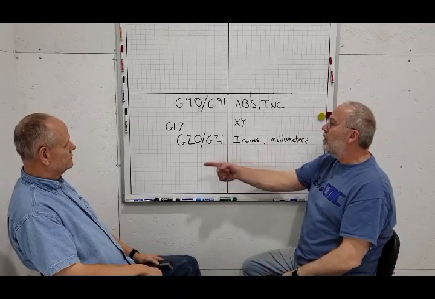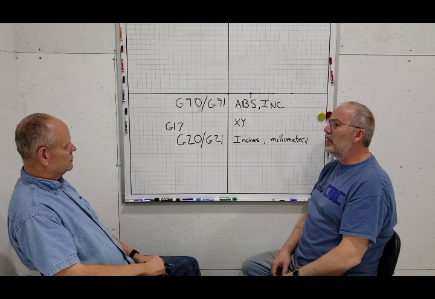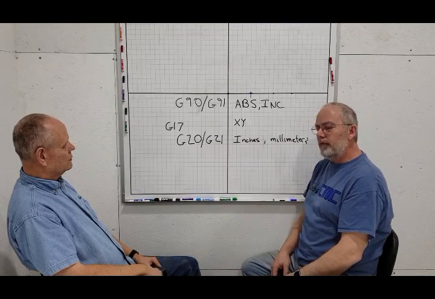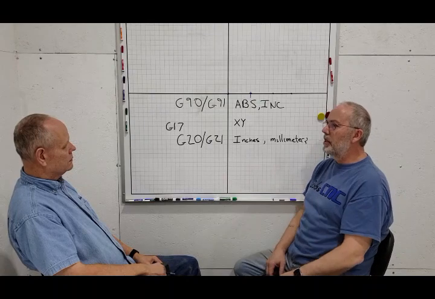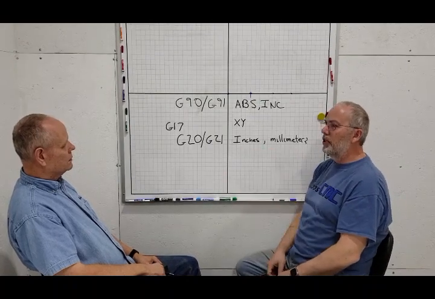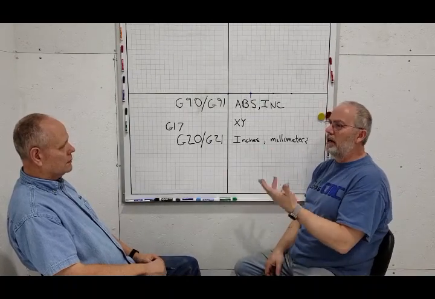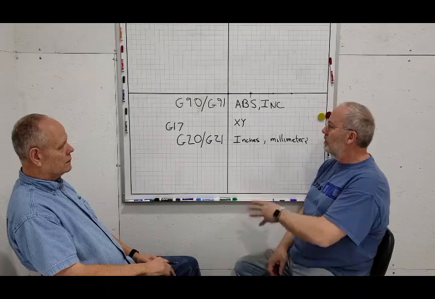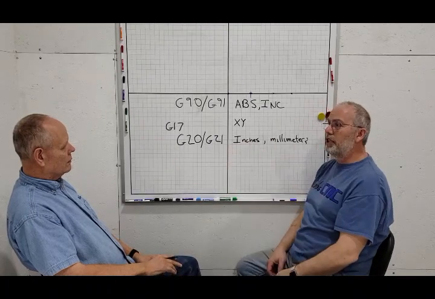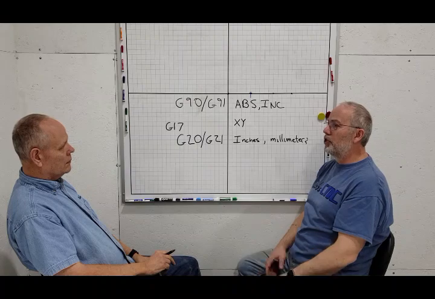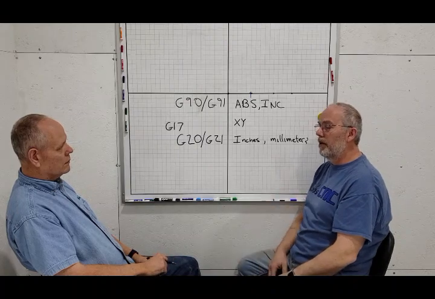Gotcha. So the next one that we get is G20 and G21. This defines units. It's either inches or millimeters. You cannot define meters, you cannot define feet, miles. G20, G21. You get inches or millimeters. You've got to decide which one you want to do.